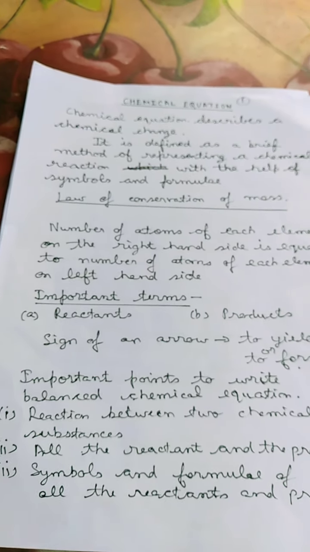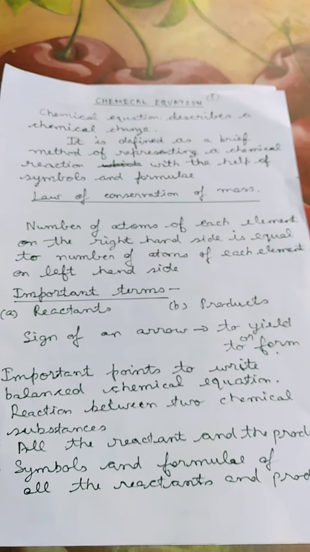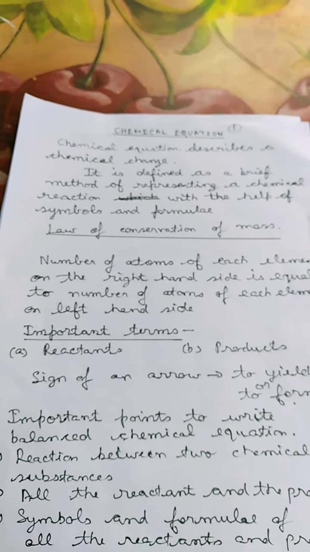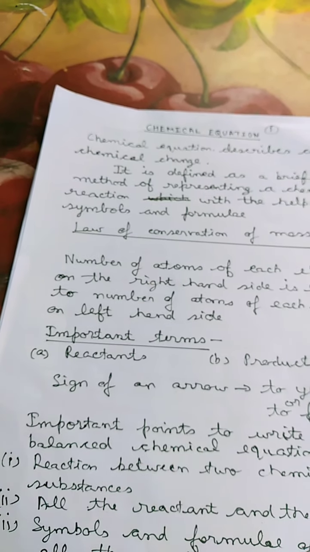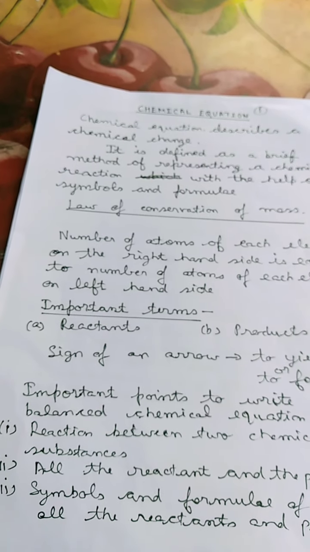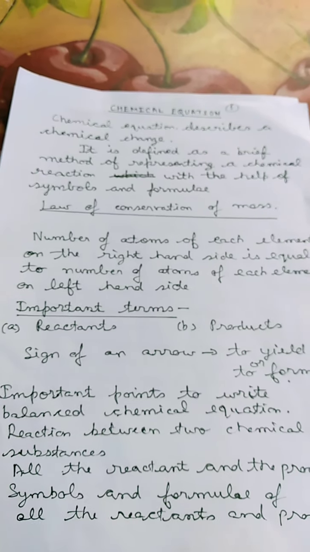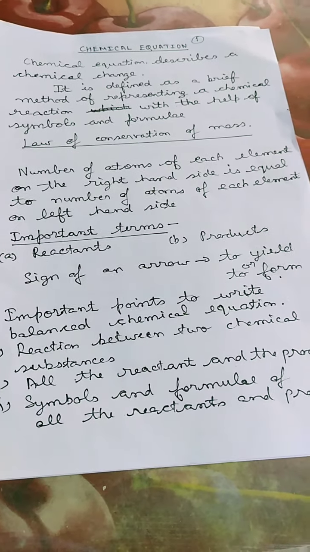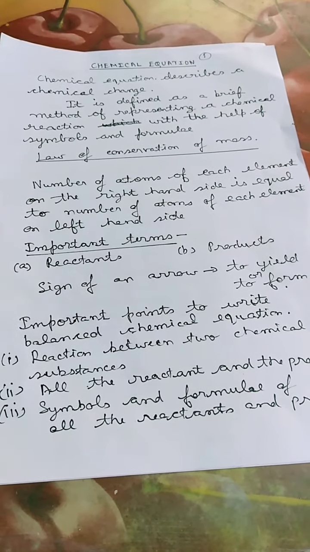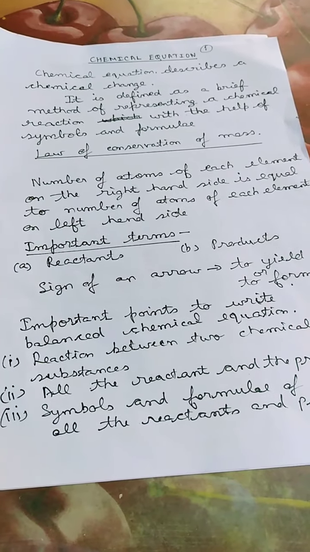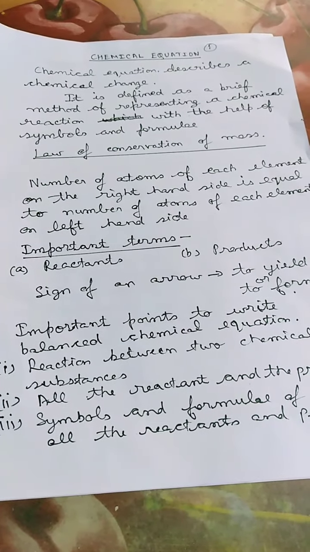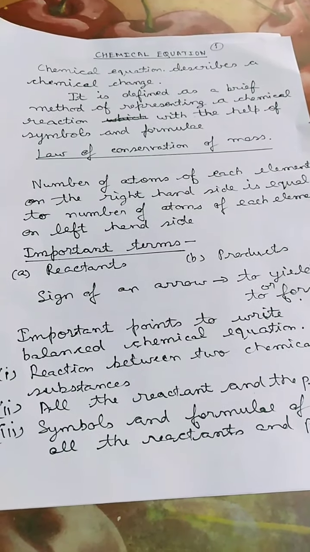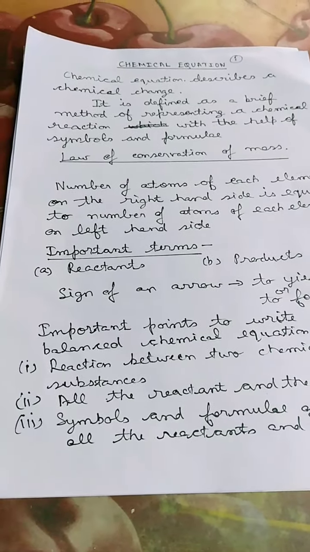We know that according to the law of conservation of mass, matter can neither be created nor be destroyed during a physical or chemical change. In a chemical reaction, it can only be transformed from one place to another. In a chemical equation or reaction, the number of atoms of each element on the right hand side is equal to the number of atoms of each element on the left hand side.